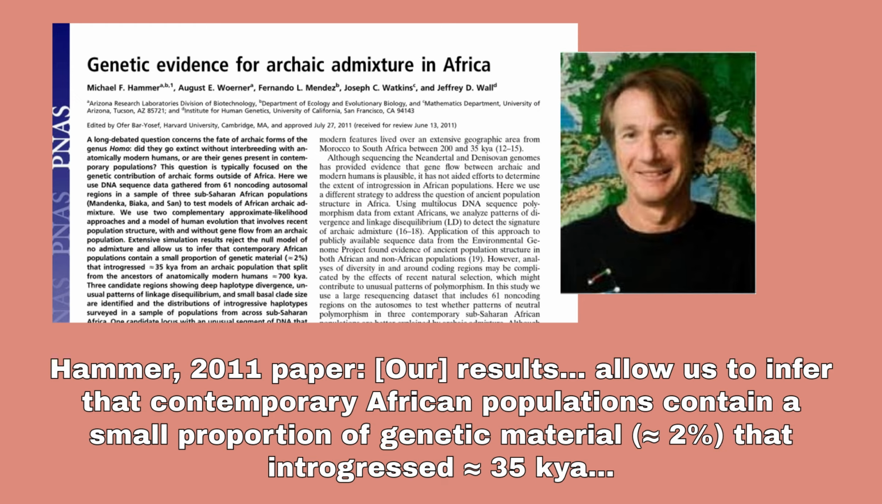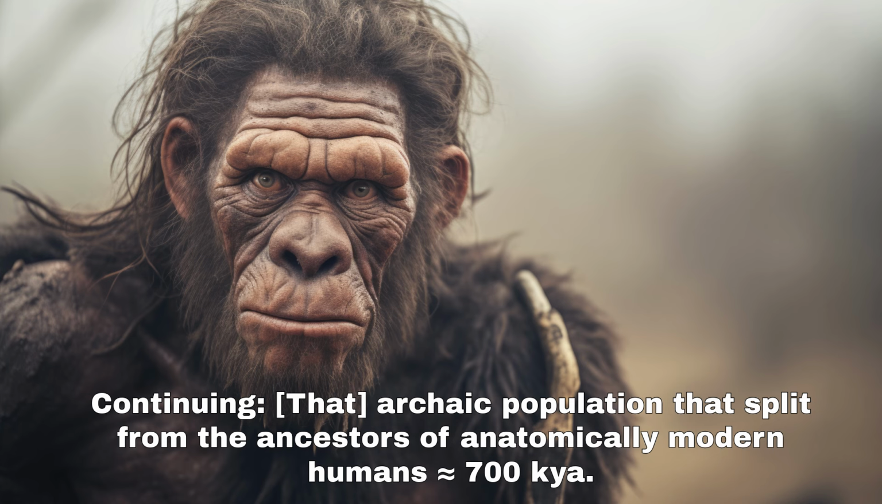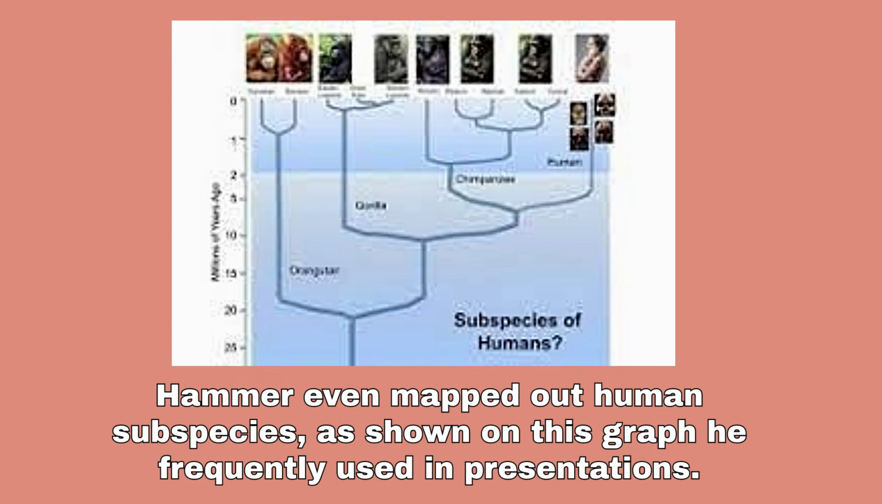Hammer, from his 2011 paper, our results allow us to infer that contemporary African populations contain a small proportion of genetic material, around 2%, that introgressed around 35,000 years ago. Continuing, that archaic population split from the ancestors of anatomically modern humans around 700,000 years ago. Hammer even mapped out human subspecies as shown on this graph he frequently used in presentations.